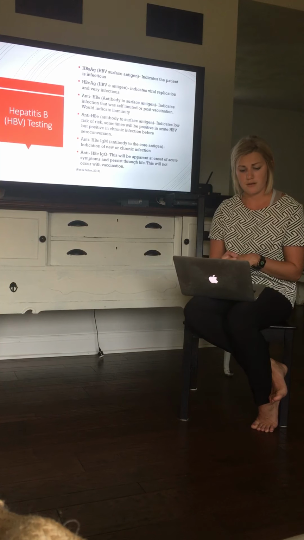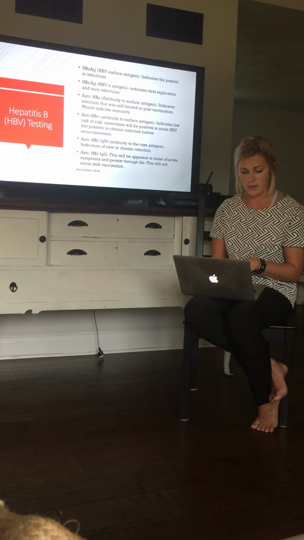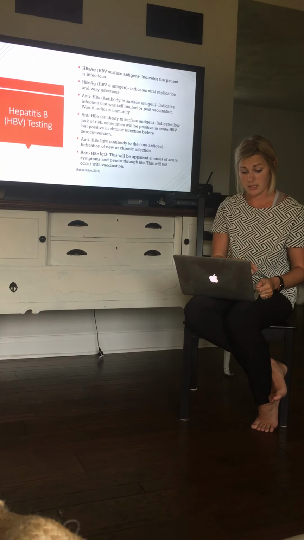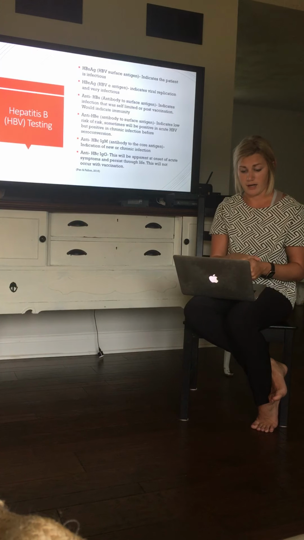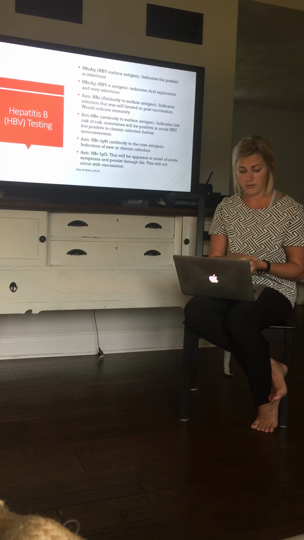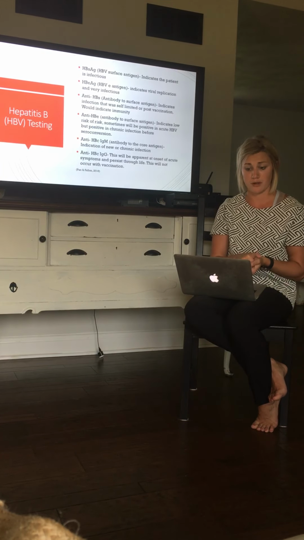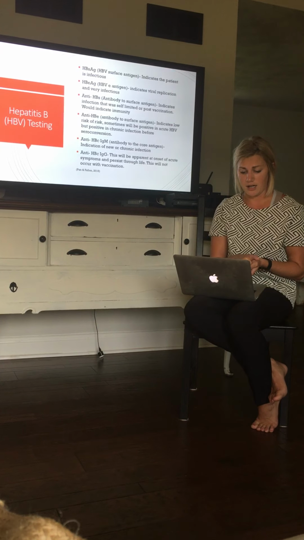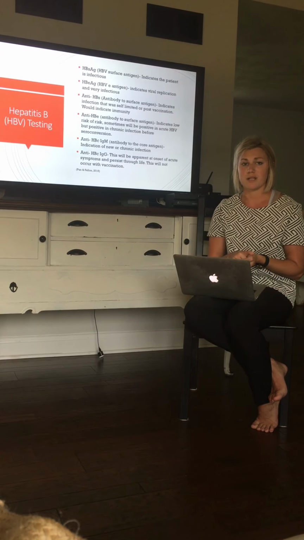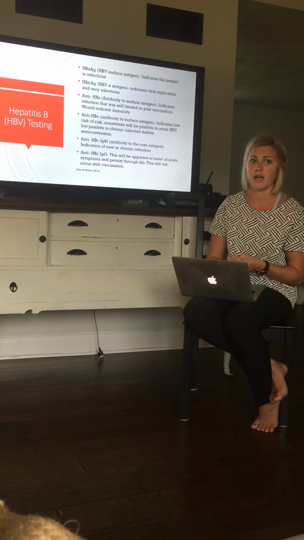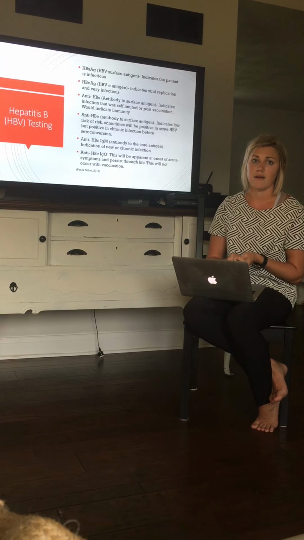All right, so testing for hepatitis B. Hepatitis B virus surface antigen indicates that the patient is infectious. Hepatitis B virus E antigen indicates viral replication is occurring and it's very infectious. Antibody to the surface antigen indicates the infection was self-limited, or this is post-vaccination. So this would indicate that the patient does have immunity against hepatitis B virus.